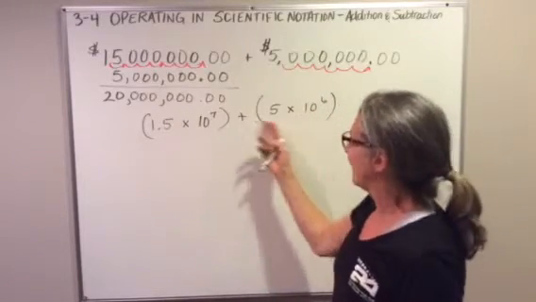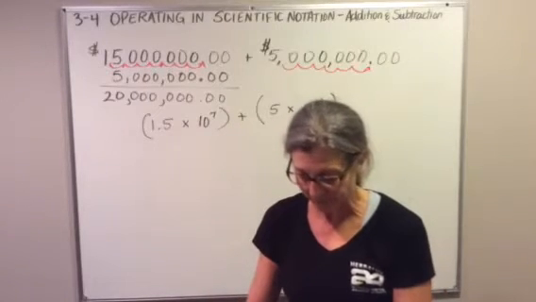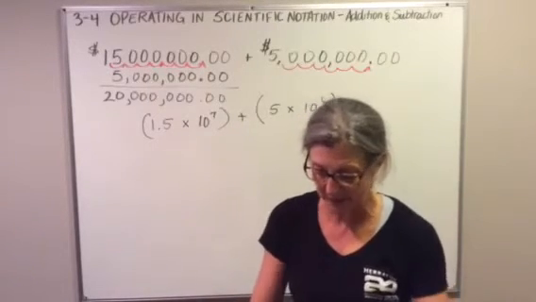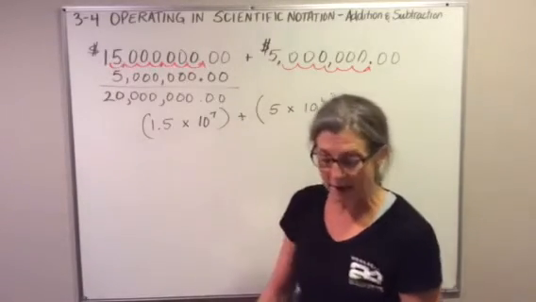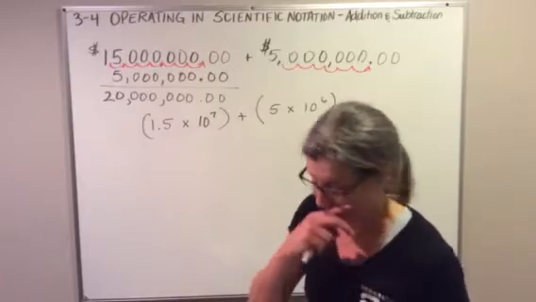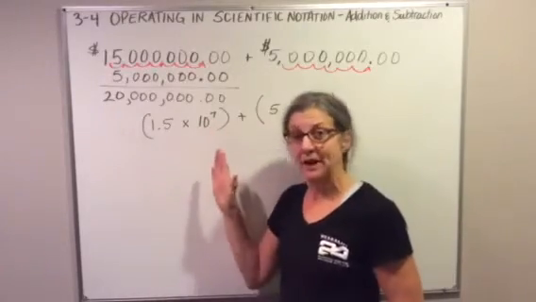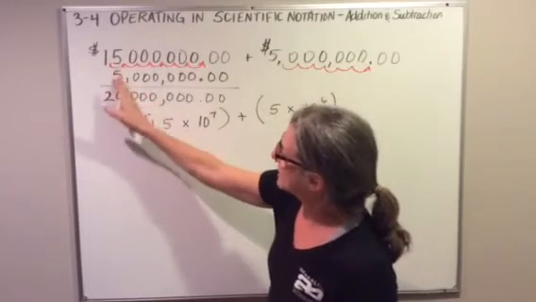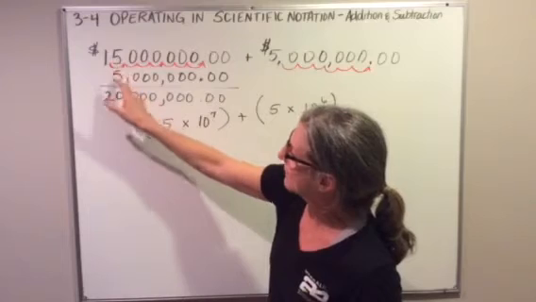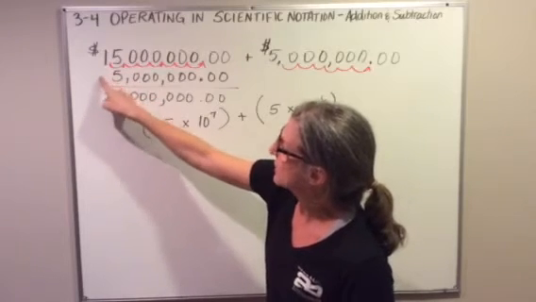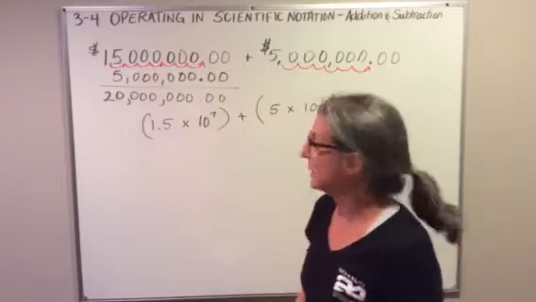So when we add these in scientific notation, if you look at the little steps that I have written down for you, it says rewrite the powers so they are the same. We do that because they have to have the same place value. Just like here, we had to line these up with the same place values. The 5 and that 5 and that 5 are in the millions. There's no 10 millions here. And we've got everything lined up with the decimal point.